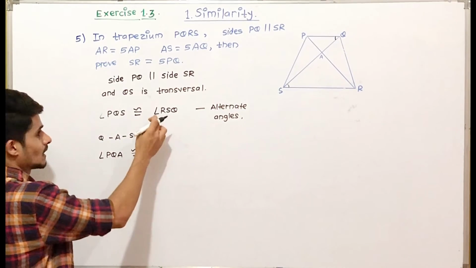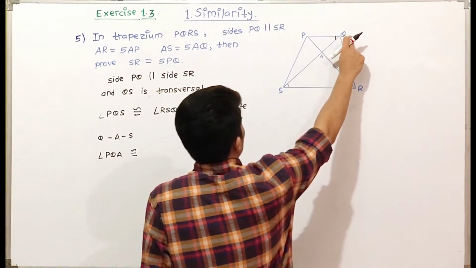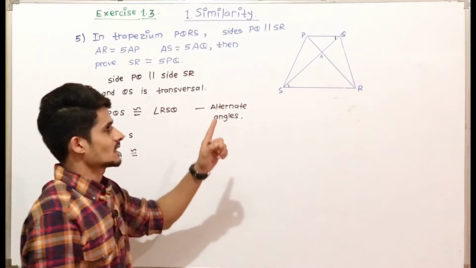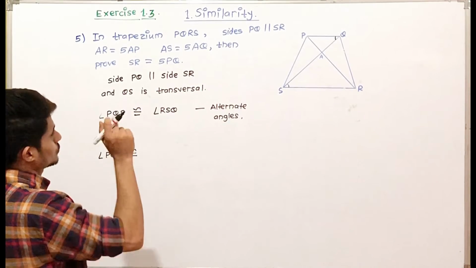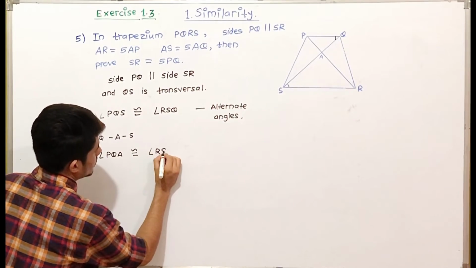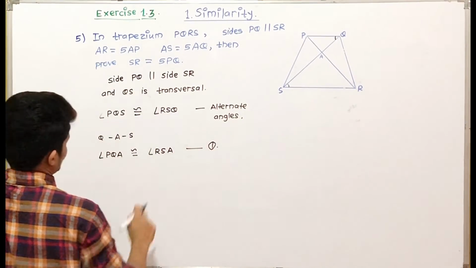Similarly, instead of writing RSQ, we will write RSA. Why? Because A is in the middle of QS, so instead of writing RSQ, we will write RSA. So this will be our first solution.